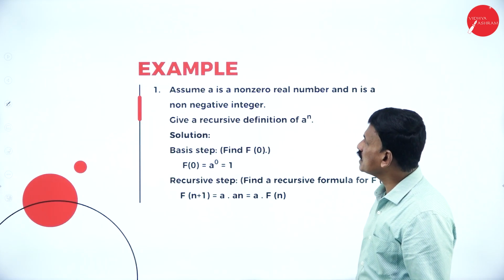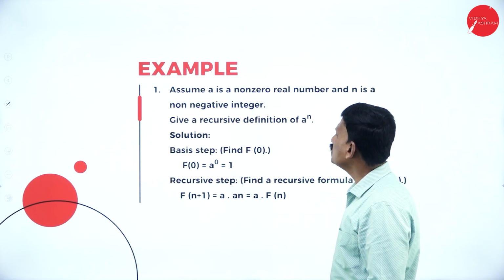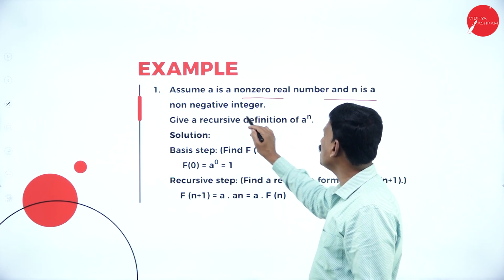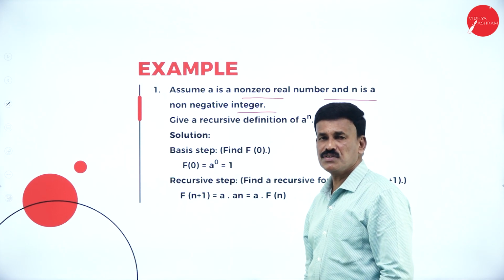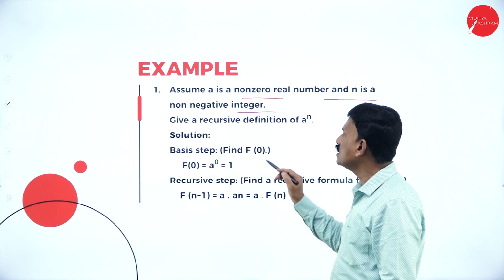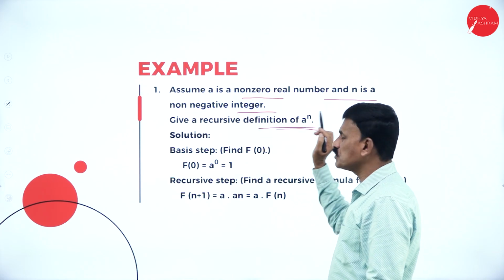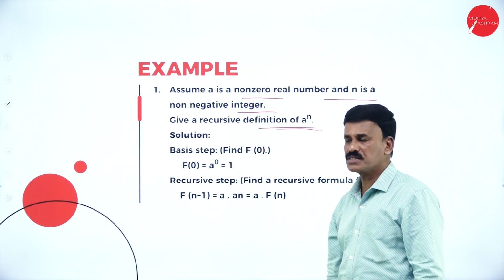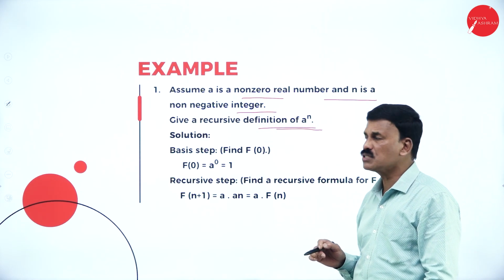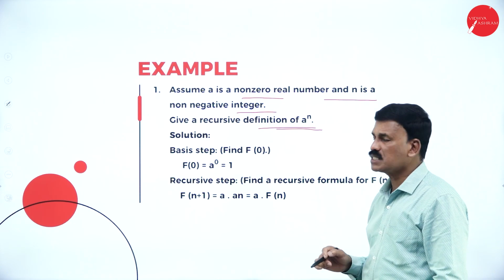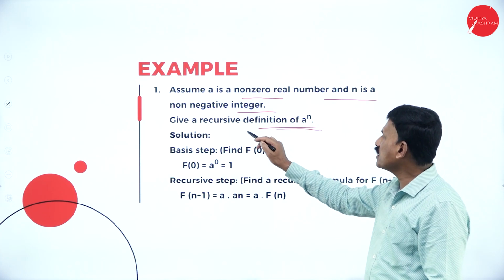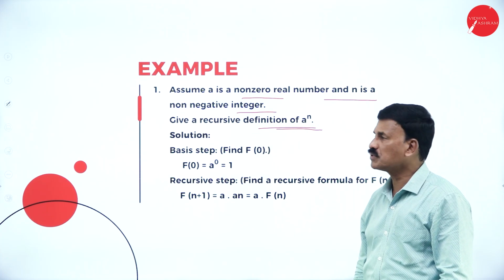Now let us come to the next example. Assume a is a non-zero real number and n is a non-negative integer. Give a recursive definition of a to the power of n. So this is also important for 5 marks. Assume a is a non-zero real number and n is a non-negative integer. Give a recursive definition of a to the power of n.